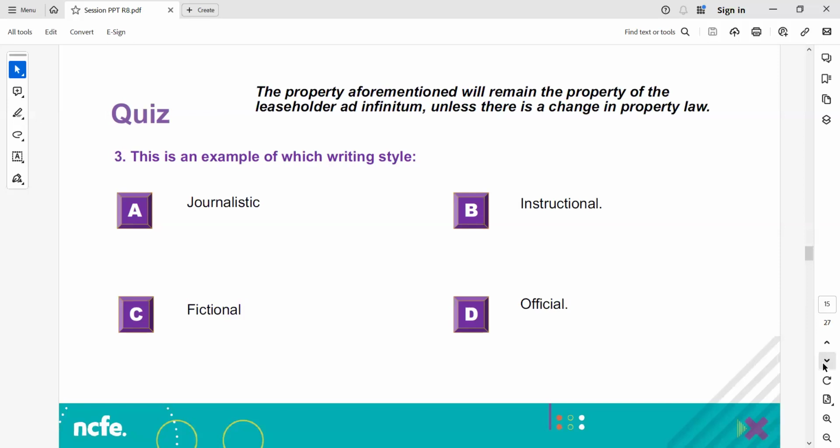The property aforementioned will remain the property of the leaseholder ad infinitum unless there is a change in property law. So which one is this? Official. Did you say official? Yeah, official. So what tells us it's official? I think it's a legal document.